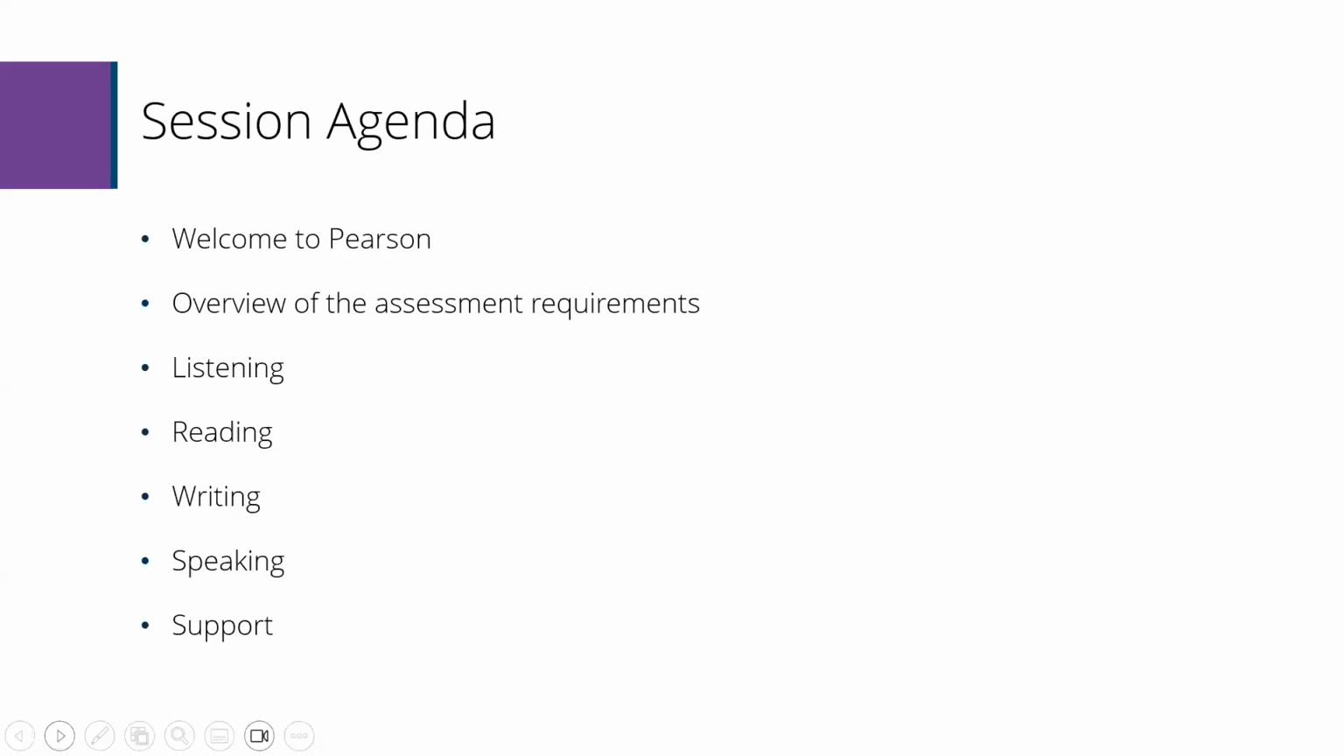In terms of our agenda for today, we'll do a little bit of welcome for Pearson. We're going to have a refresher of the overview of the assessment objectives and the requirements for the assessment. And then we're going to look at each of the four components, each of the papers. You'll remember that reading and writing are together on the same paper, but we still have those four skills that we need to prepare the students to deal with.